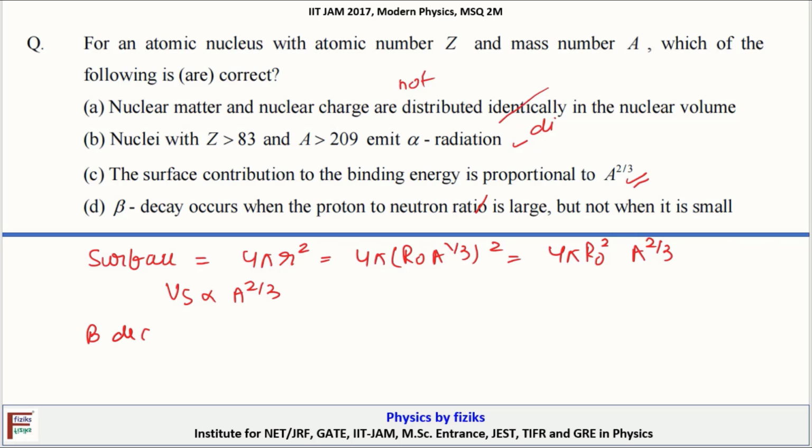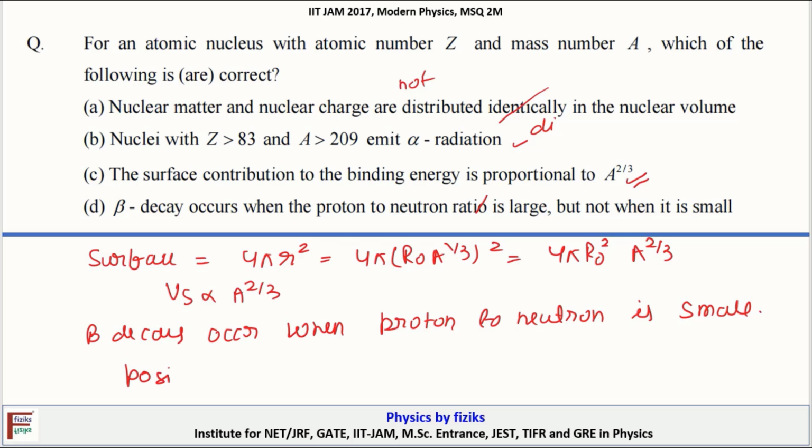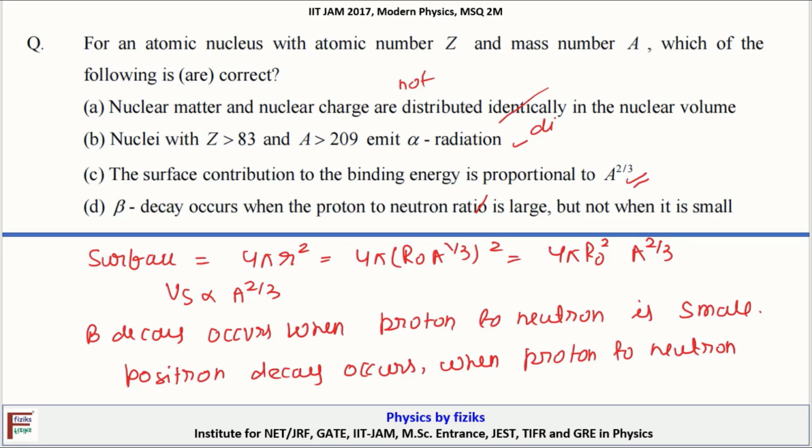Beta decay occurs when proton to neutron ratio is small, and positron decay occurs when proton to neutron ratio is large. So correct options are B and C.